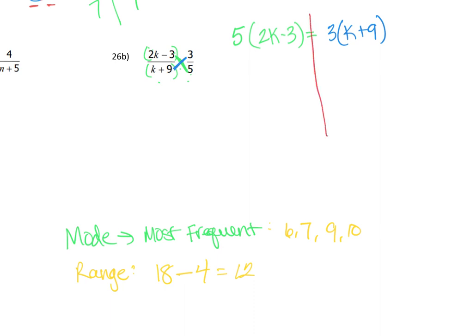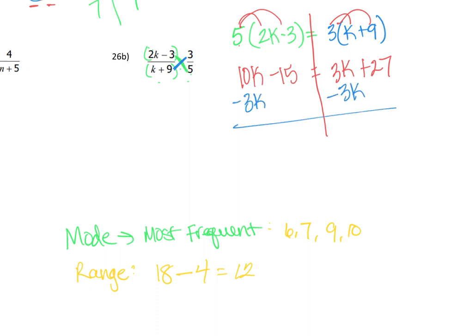There's my equal sign. Parentheses always mean that we need to expand, so I'm going to distribute 5 on the left. 5 times 2k is 10k, and 5 times negative 3 is negative 15. I'm going to distribute on the right side of the equal sign, and I'm going to get 3k plus 27. Okay, I'm going to move on down. I have no like terms on the left, no like terms on the right, so I want all my k's on the left. So I'm going to subtract 3k from both sides, just solving an equation here, so that I have 7k.